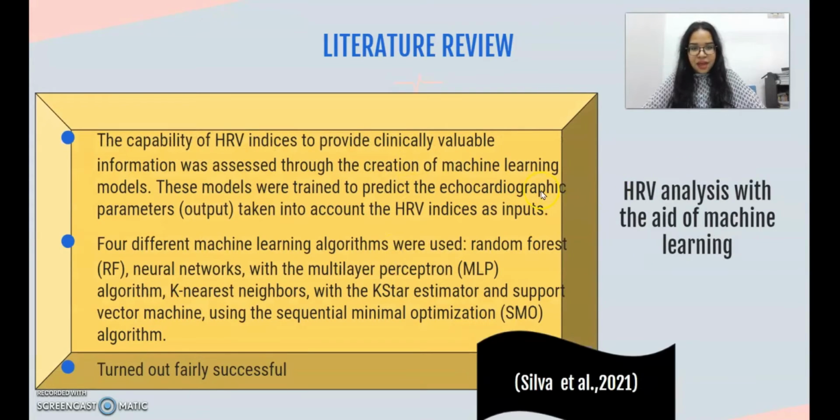The second theory presented would be HRV analysis with the aid of machine learning. According to this source, the capability of HRV indices to provide clinically valuable information was assessed through the creation of machine learning models. These models were trained to predict the ECG parameters, taking the HRV indices as input. 4 different machine learning algorithms were used: RF, neural networks with the multi-layer perceptron algorithm, K-nearest neighbors with the K-star estimator, and support vector machine using the SMO algorithm. It turned out fairly successful, thus indicating that machine learning does have its pros.